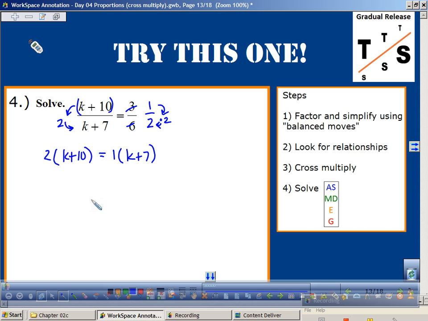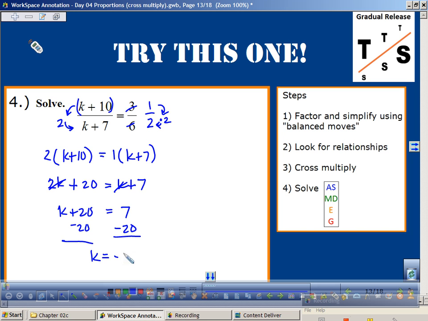Brenda? All right, so I have 2k plus 20 equals k plus 7. What can I take off both sides? K. What am I left with? 1k plus 20 equals 7. Minus 20. K equals negative 13. Do your homework.